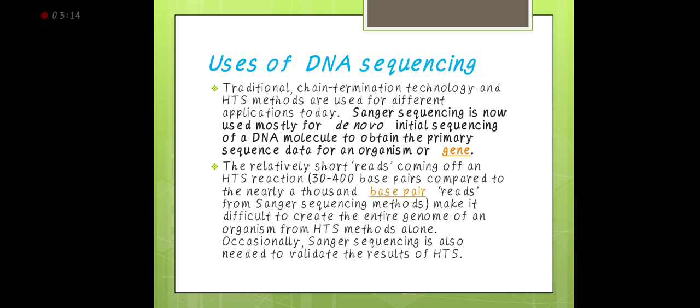Uses of DNA sequencing. Traditional chain termination technology and HTS methods are used for different applications today. First of all, Sanger sequencing is now used mostly for de novo initial sequencing of a DNA molecule to obtain the primary DNA sequence for an organism or a gene. The relatively short reads coming off an HTS reaction, 30 to 400 base pairs, compared to the nearly 1,000 base pair reads from Sanger sequencing methods, make it difficult to create the entire genome of an organism from HTS methods alone. Occasionally, Sanger sequencing is also needed to validate the results of the HTS.